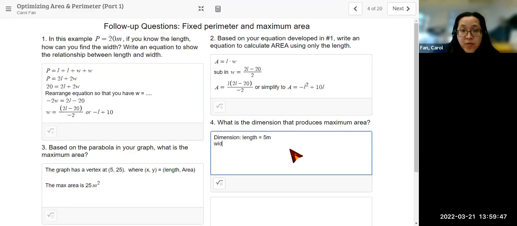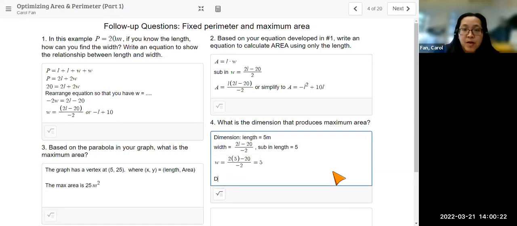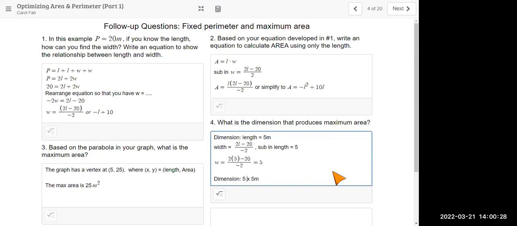Okay, so for us to find the width, we're going to use the equation that we've created. We know that the width is 2L minus 20 divided by negative 2. We're subbing in length is equal to 5. So we have W is 2 times 5 minus 20, divided by negative 2. So that gives us positive 5. So the dimension is 5 meters by 5 meters.